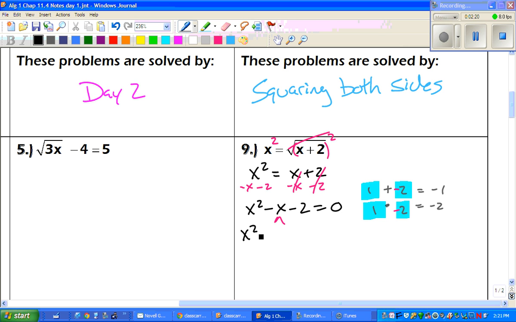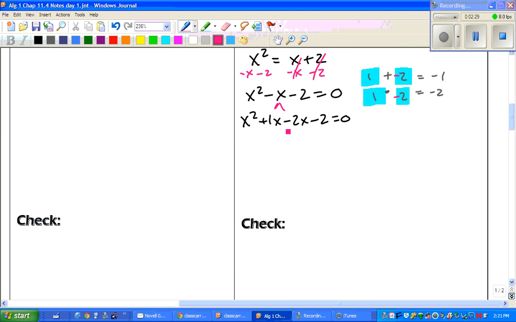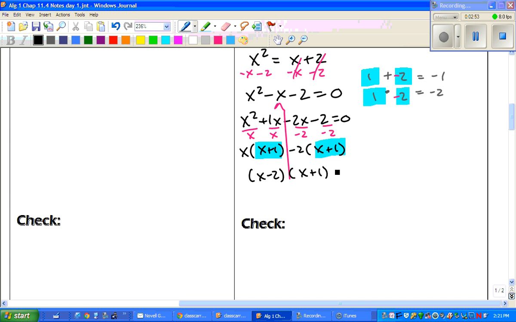And now this is factoring, which we've talked about multiple times. Split the line down the middle. Take out the GCF. Comes out front. That's good. Both of those match up. So then we can write x minus 2 and x plus 1 equals 0. And so we get our answers of x equals 2 and negative 1.